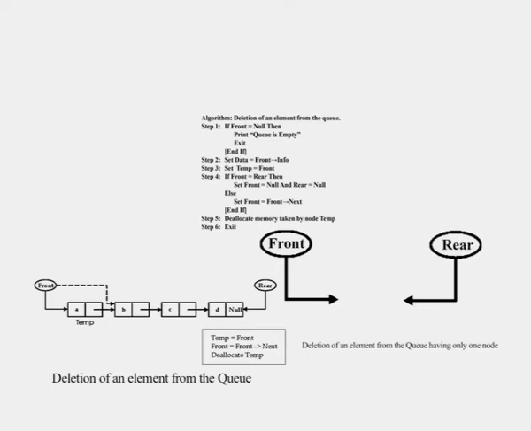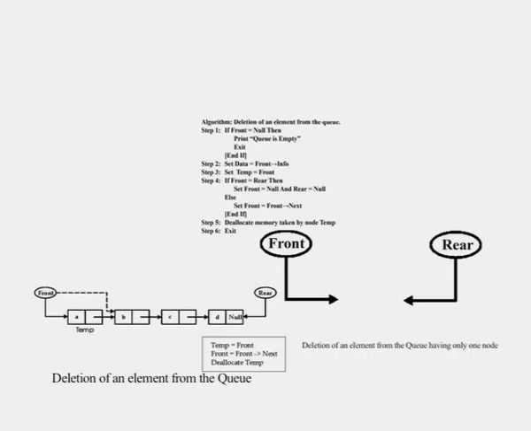At this stage, two conditions occur. First, if the queue has only one node, then after deletion of this node, the queue will become empty. So, the variables front and rear will become null as shown in the figure. Secondly, if the queue has more than one element, then the second node of the queue will become the first node. Now, front will point to the second node. At the end, the deleted node temp is deallocated and the memory held by variable temp is freed.